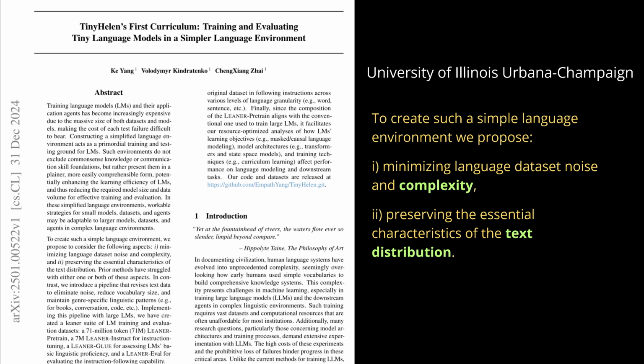So the idea is to create such a simple language environment. The authors said, we want to minimize language dataset noise and have a minimum complexity in our dataset in order to preserve the essential characteristics of the text distribution. As I told you, we want to have a variety of different data distributions from different domains, so that the model is able, although it's highly specialized, to perform maybe even more complex reasoning.